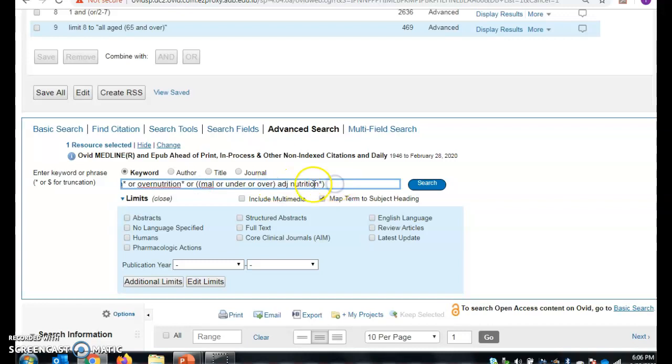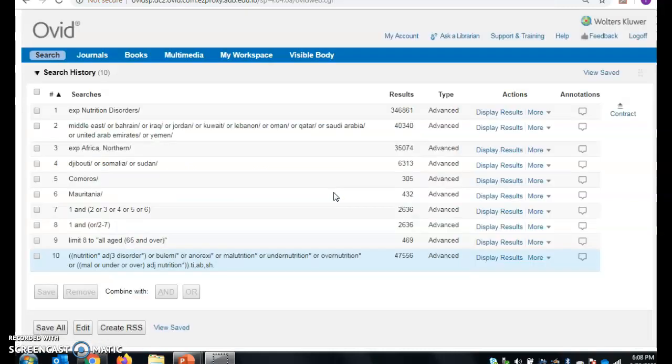Now I can specify that I want these not to be in the address of the author, for example, or the name of the journal. I just want them to appear in the title of the article, in the abstract, and I can add the subject headings or the keywords as well if I want.